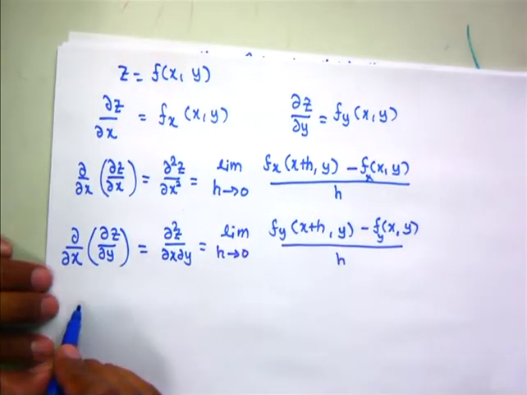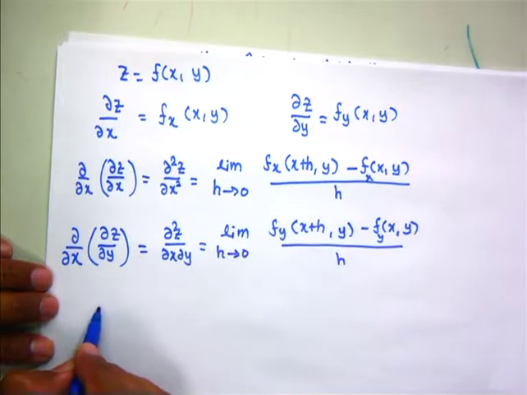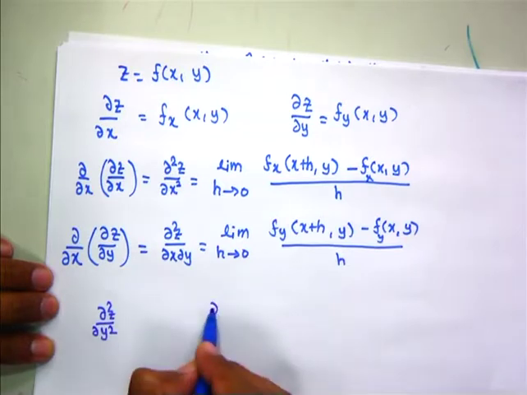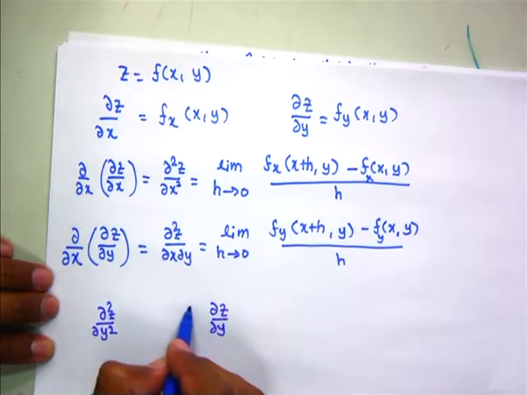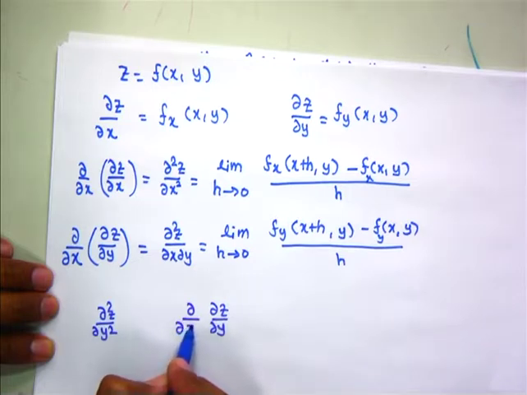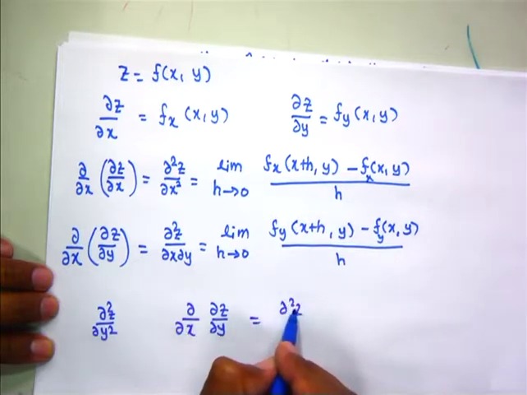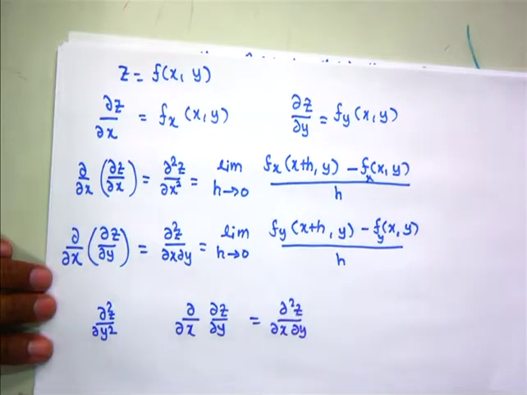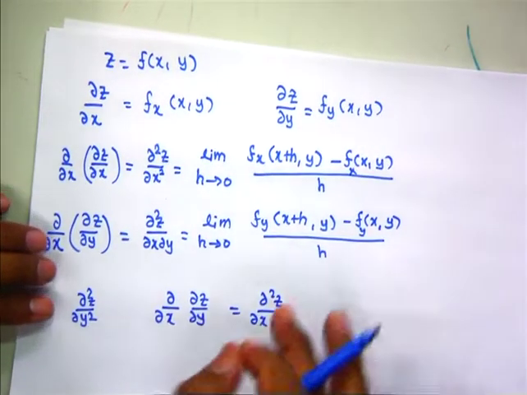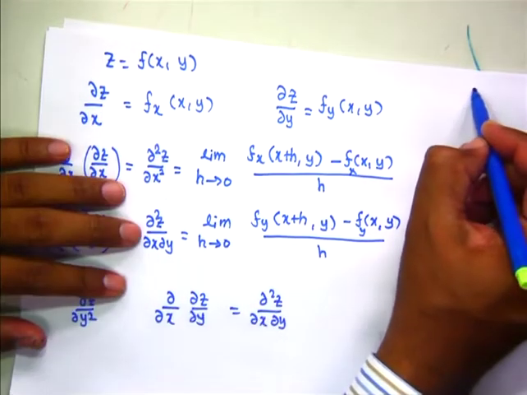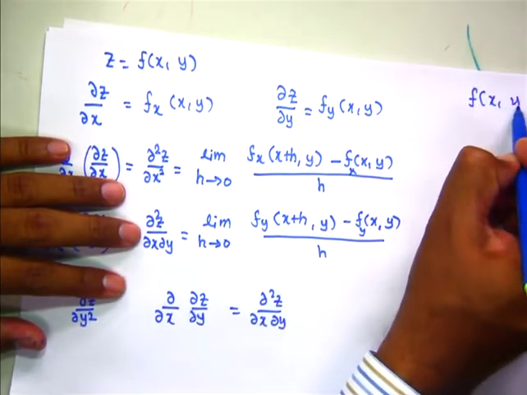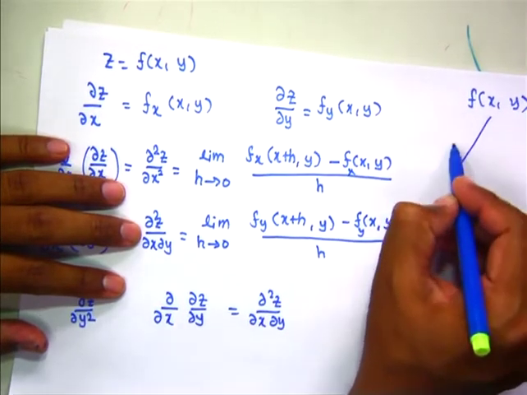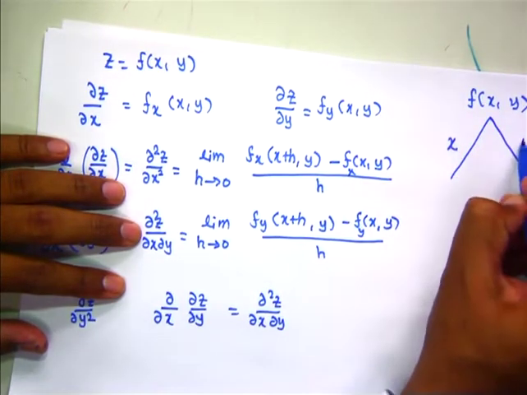Similarly, we can define the partial derivative del square z by del y square. And if we have the function del z by del y, we can again differentiate it partially with respect to x. So it becomes del square z by del x del y. These are called second order partial derivatives. So suppose we have the function f(x,y), then we can differentiate it partially with respect to x and with respect to y.